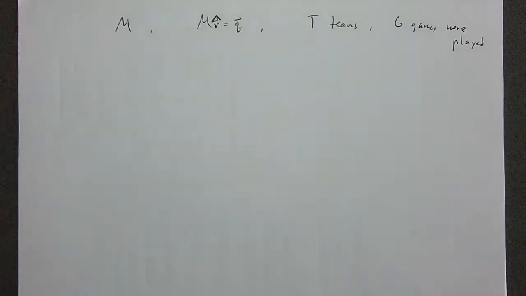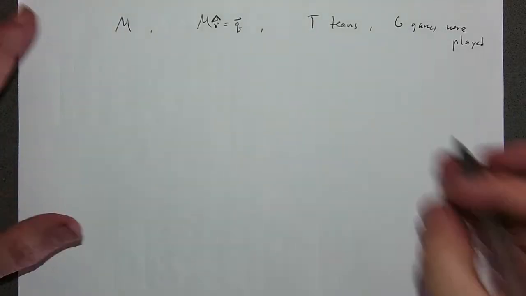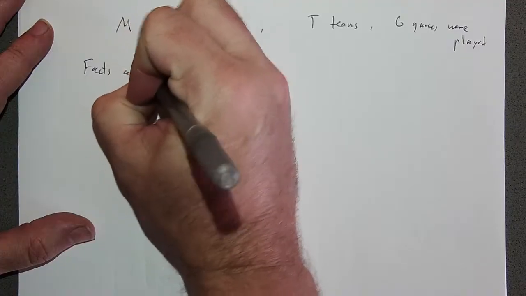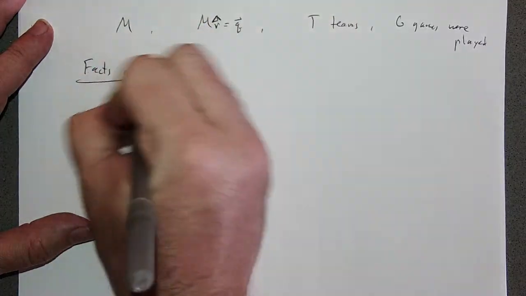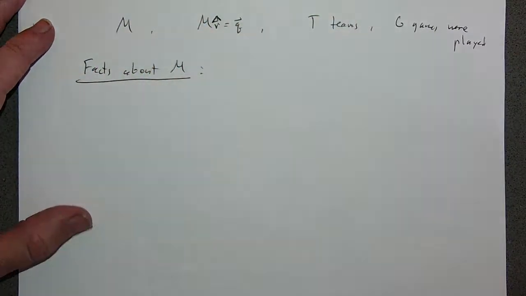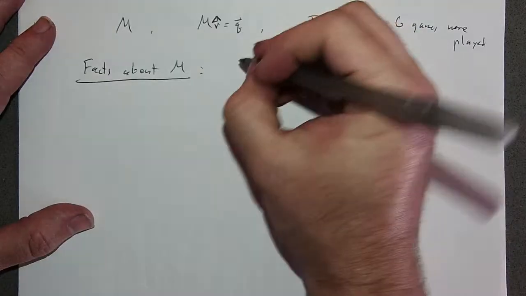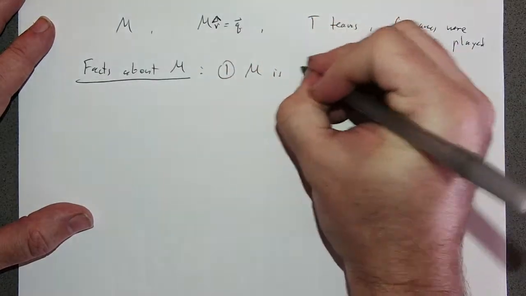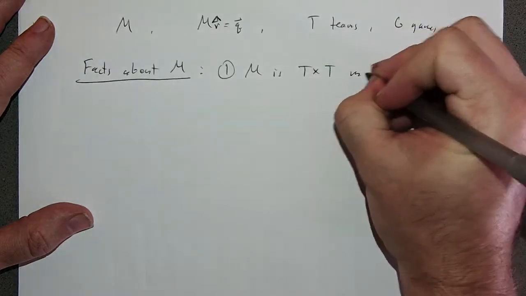Then what do you notice about the matrix M? So, facts about M. First fact about M: M is a T by T matrix.